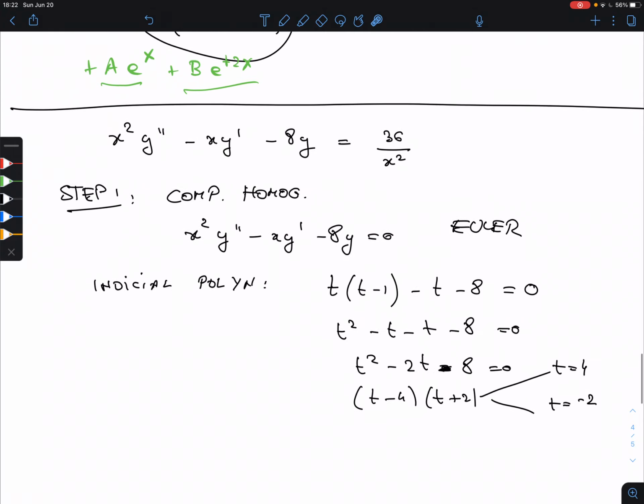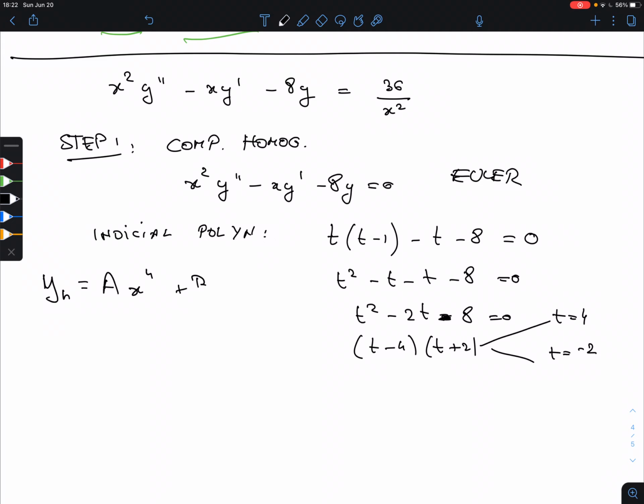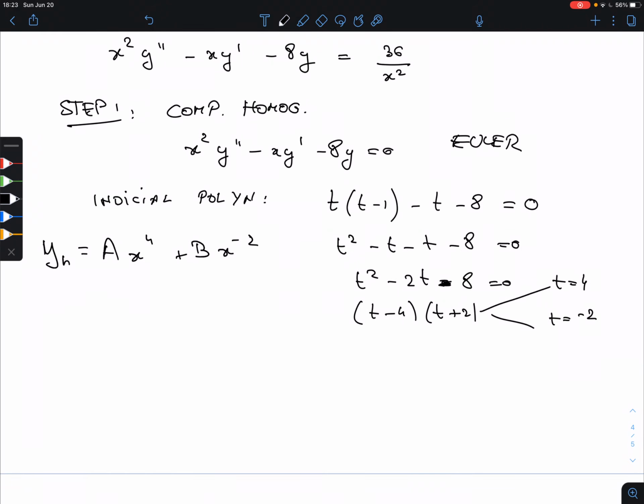So the two powers that we have are, so the fundamental system, or the general homogeneous solution, is a times x to the fourth plus b times x to the negative 2. Yes, okay. That is what happens with Eulers. So we have both now. I could do reduction of order again, but let's do variation of parameters so that we also practice that. So I'm now going to do variation of parameters.